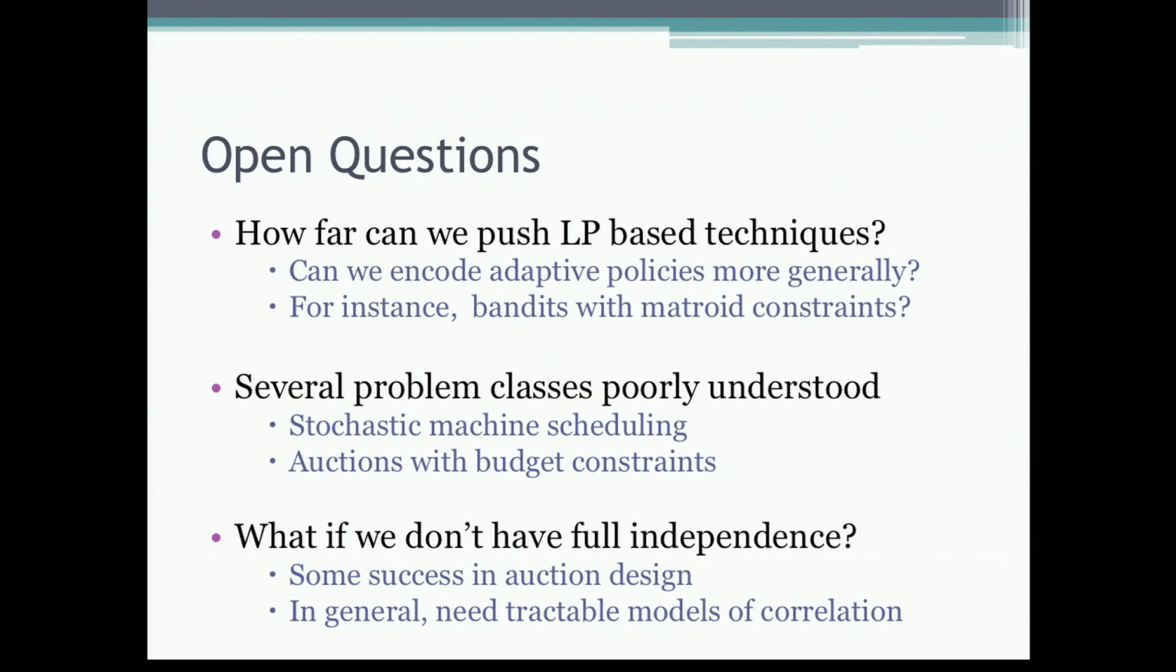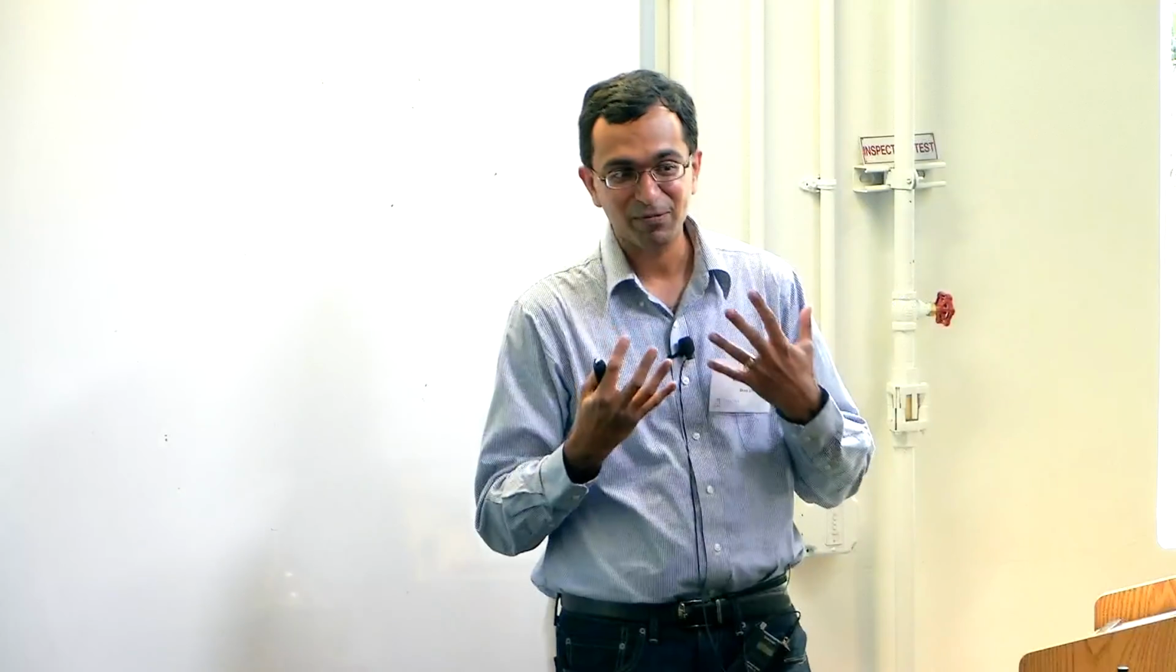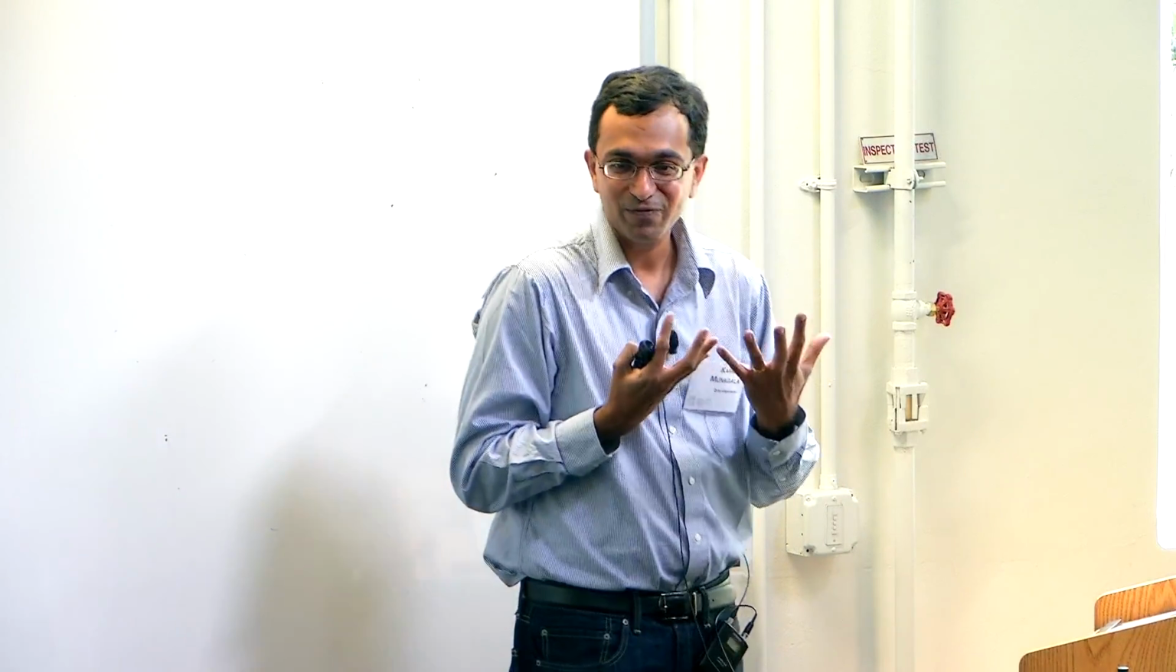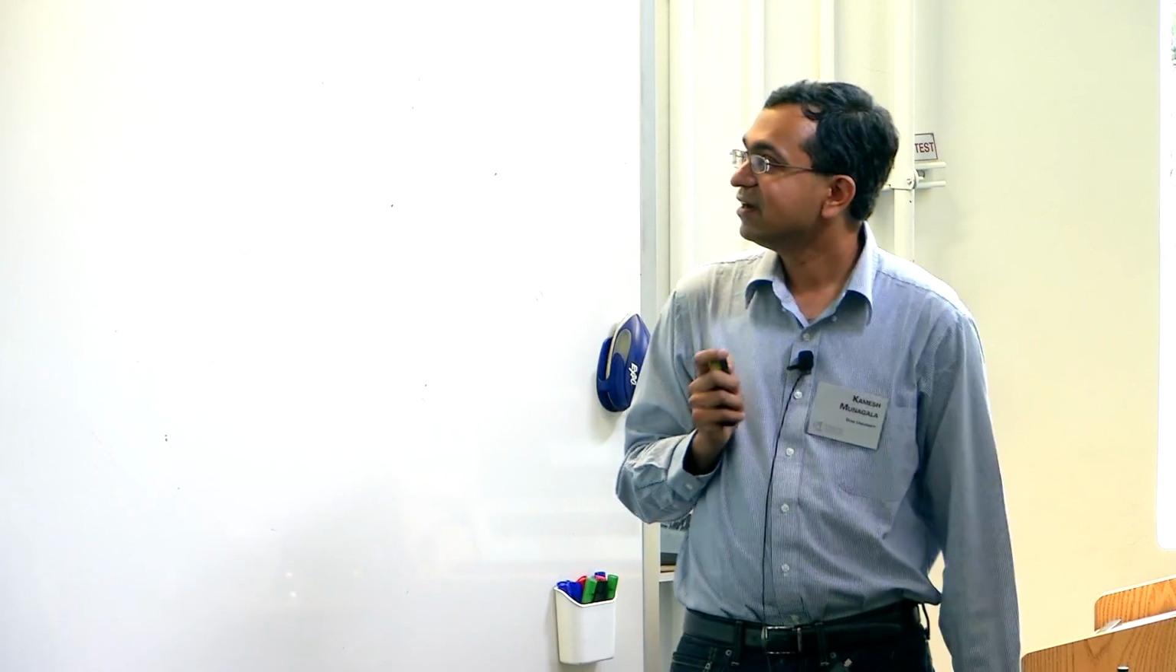And I have assumed independence almost throughout. If things are not independent but correlated, for many of these problems you need good models of correlation. Auction design is one of the few places where there has been success even with correlations. But beyond that, correlations make problems really hard, and you need good models for correlations. That's it.